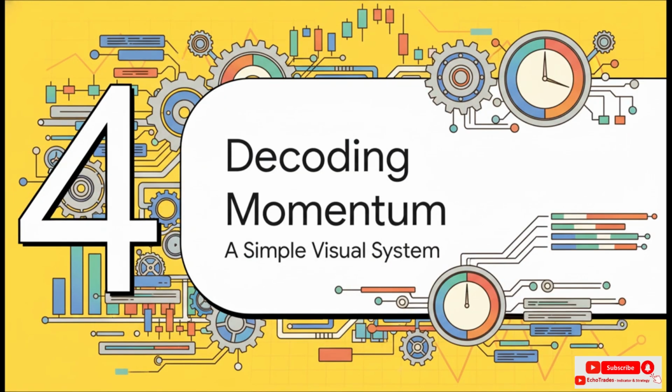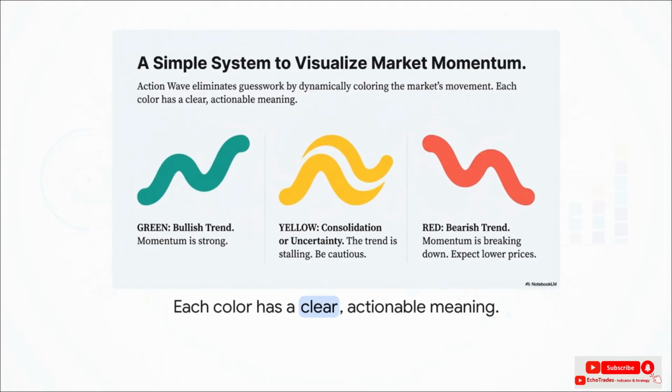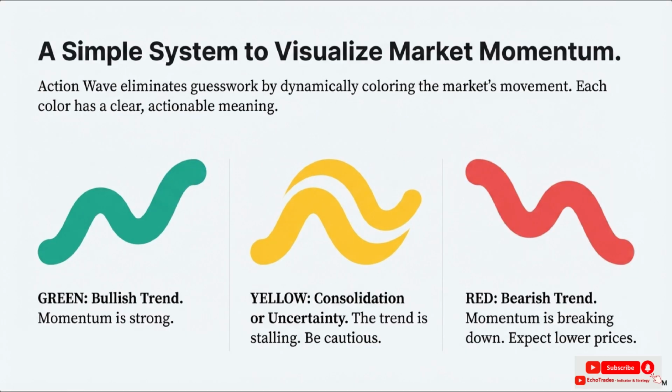So how does this actually work? Well, its real genius lies in its super simple and intuitive color-coded system. Instead of having to decipher some complex formula, the system is just built on 3 colors. It's like a direct visual language for what the market's momentum is doing. Green for bullish, yellow for caution, and red for bearish. Each one has a clear, actionable meaning.